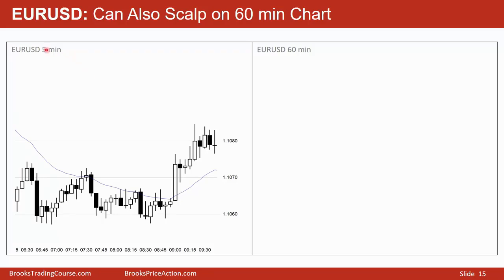Again, this is a 5-minute chart of the euro versus the dollar. And on the right, I'm going to put up a 60-minute chart in a minute. Now, you need at least a 10 pip profit target to make scalping work. That's the absolute minimum you need to consistently make money as a scalper. If you try scalping for only 3 pips or 5 pips, you almost certainly will lose money.